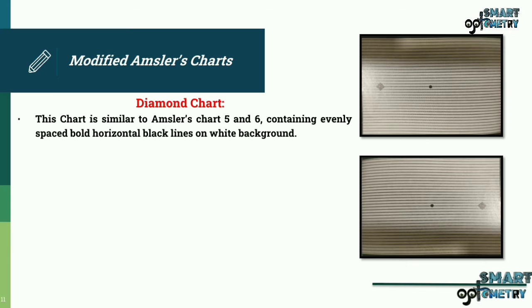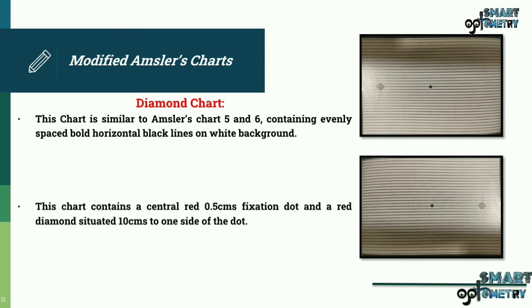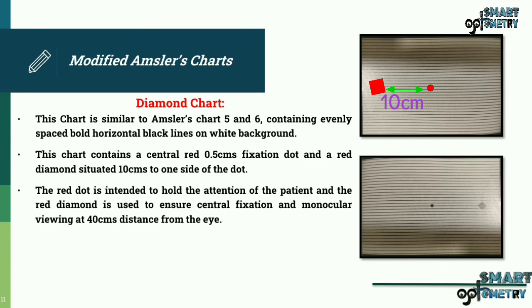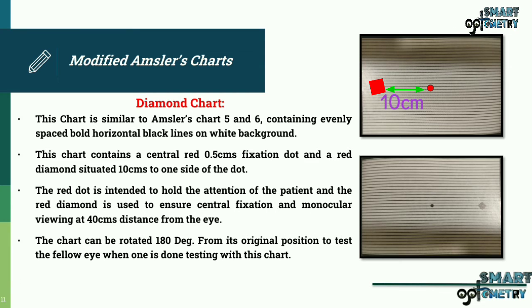Another example of modified Amsler's chart is the diamond chart. This chart is similar to Amsler's chart 5 and 6, containing evenly spaced, bold, horizontal black lines on white background. This chart contains a central red 0.5 cm fixation dot and a red diamond situated 10 cm to one side of the dot. The red dot is intended to hold the attention of the patient, and the red diamond is used to ensure central fixation and monocular viewing at 40 cm distance from the eye.